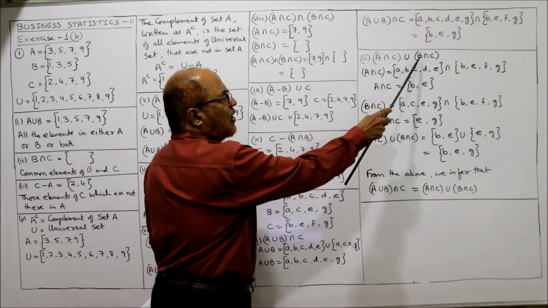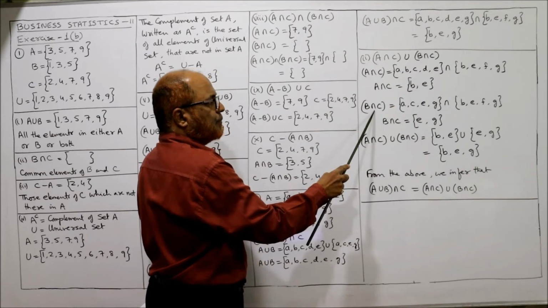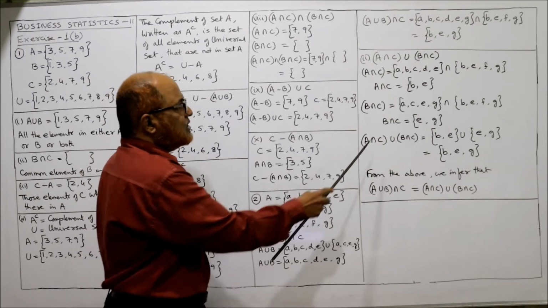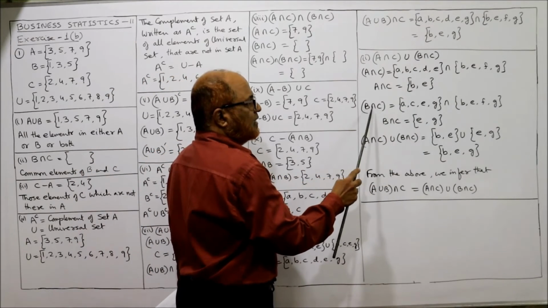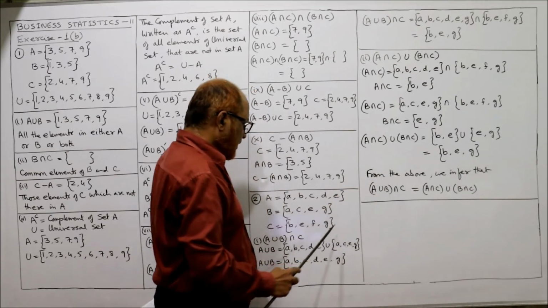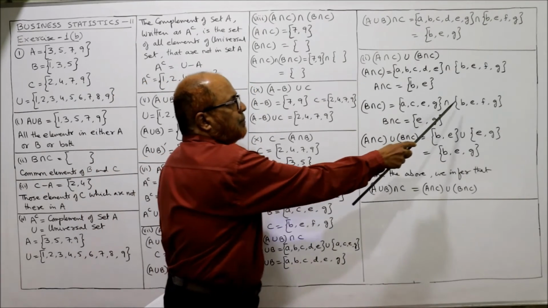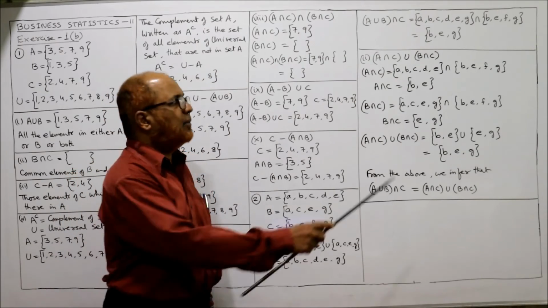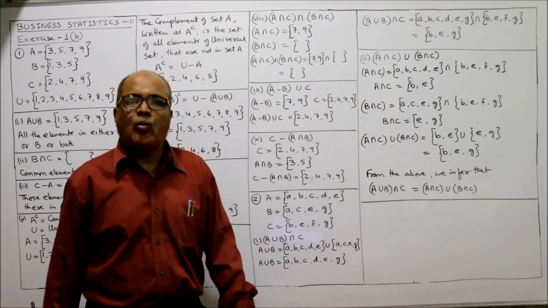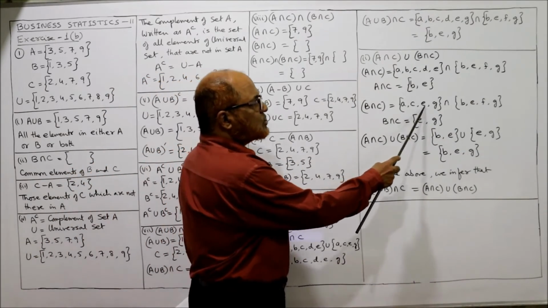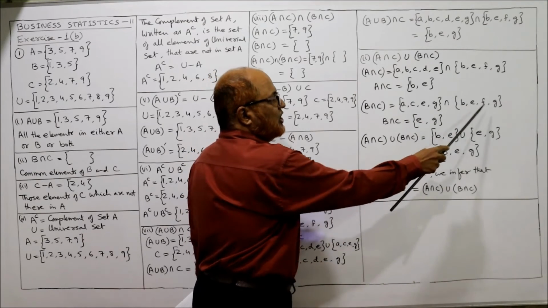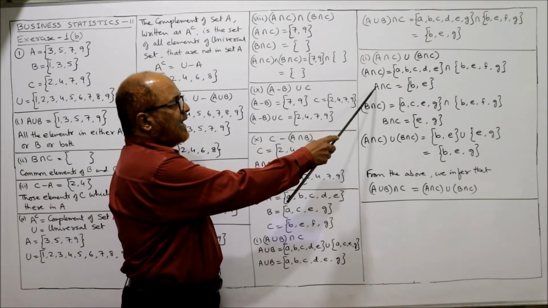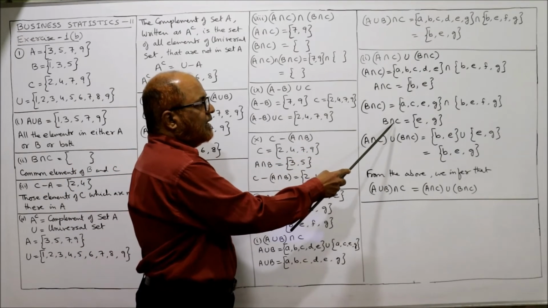Now B intersection C. So we'll write out B: A, C, E, G. This is B. Intersection C. What is C here? B, E, F, G. Now B intersection C means the common elements in these two sets. What are the common elements here? E is common and G is common. So B intersection C is E and G. We got A intersection C and B intersection C.